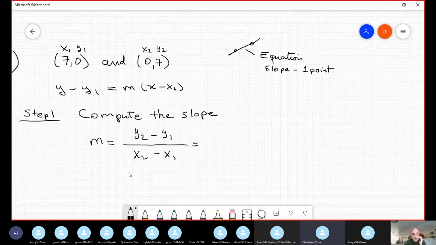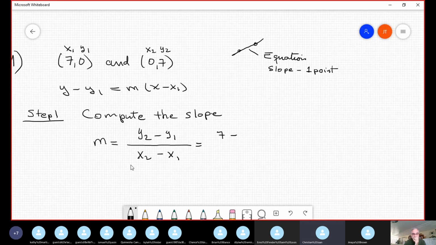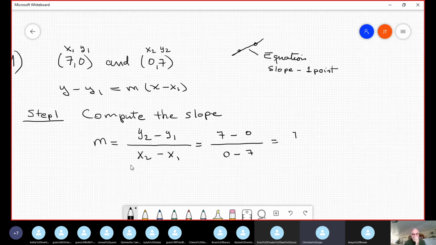Okay, Christian, who is y2 in our problem? It's 7. 7 minus y1, which is 0, divided by 0 minus negative 7. Basically, on the top we have 7, on the bottom we have negative 7, so it's negative 1. The slope is negative 1.